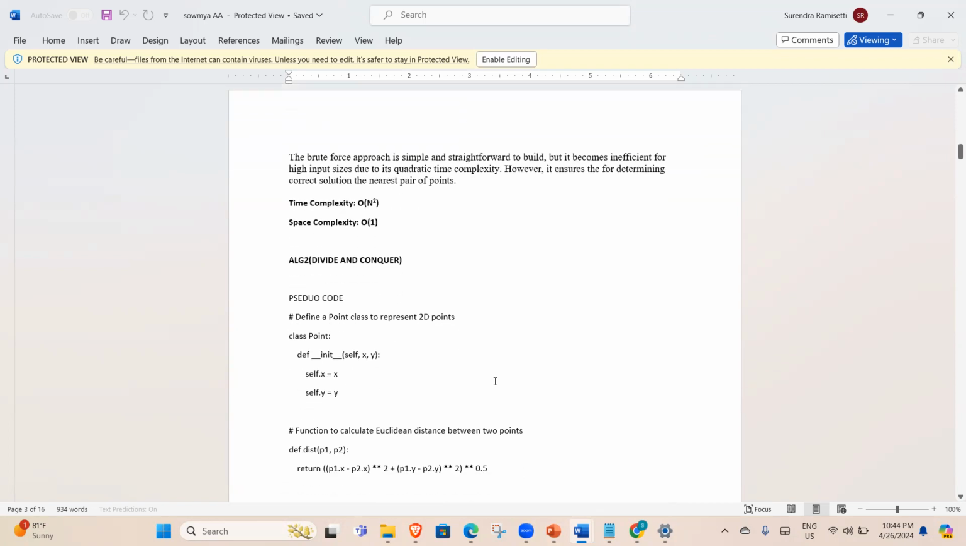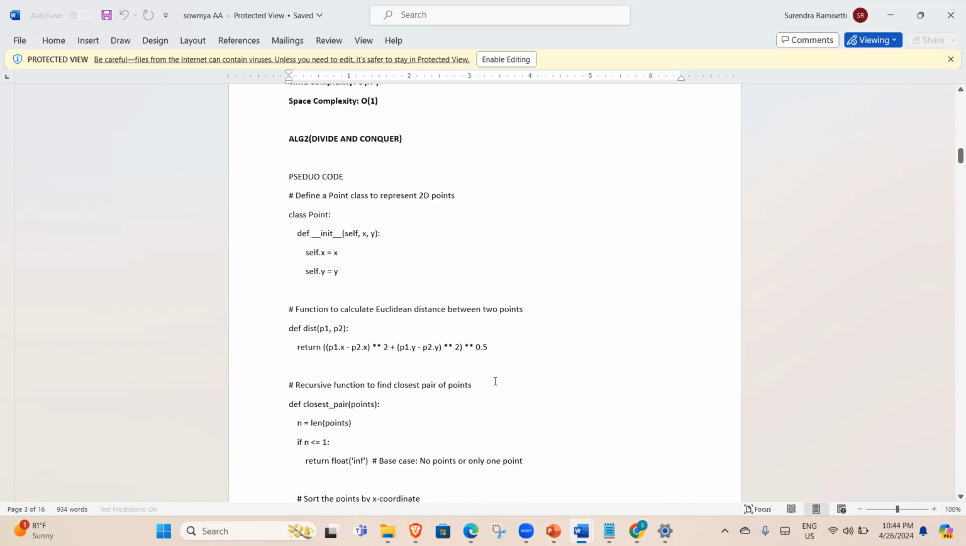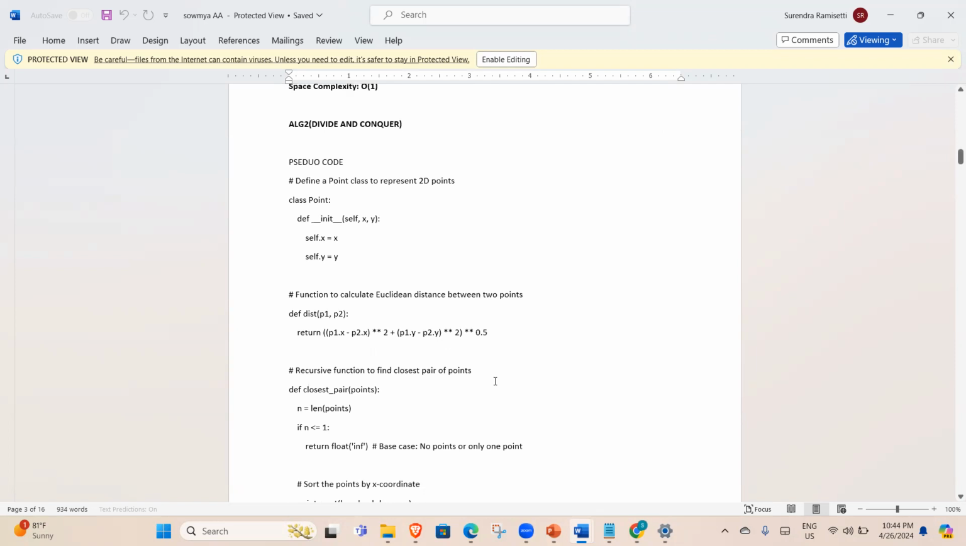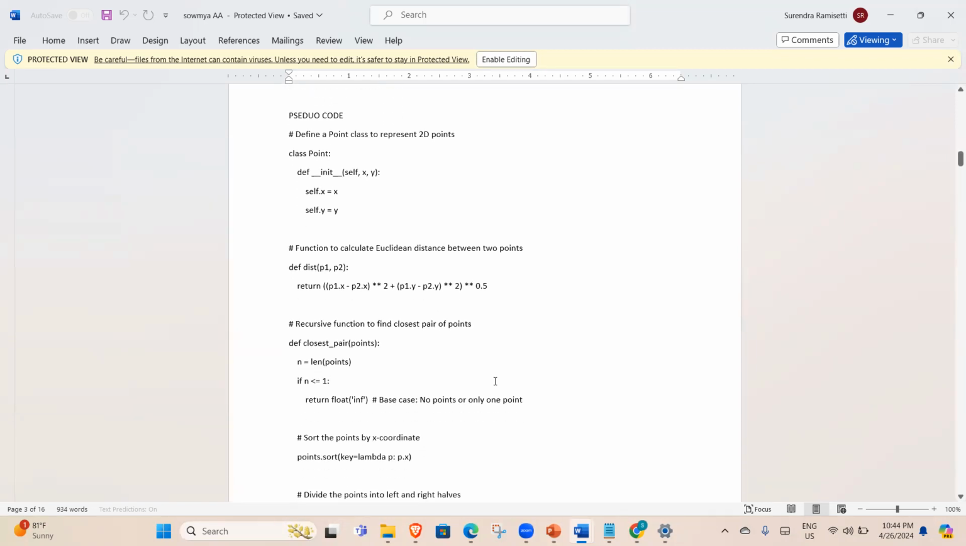For the divide and conquer approach, for finding the closest pair of points in a plane, it is more efficient than the brute force approach, especially for large sets of inputs. We divide the set of points into two equal halves along the x coordinate and recursively find the closest pair of points in each half.